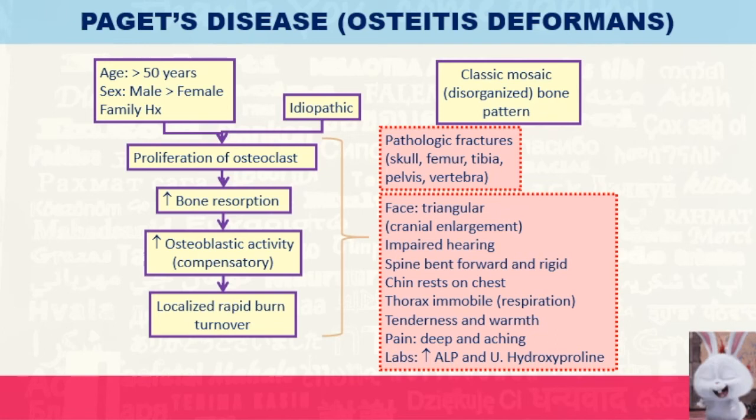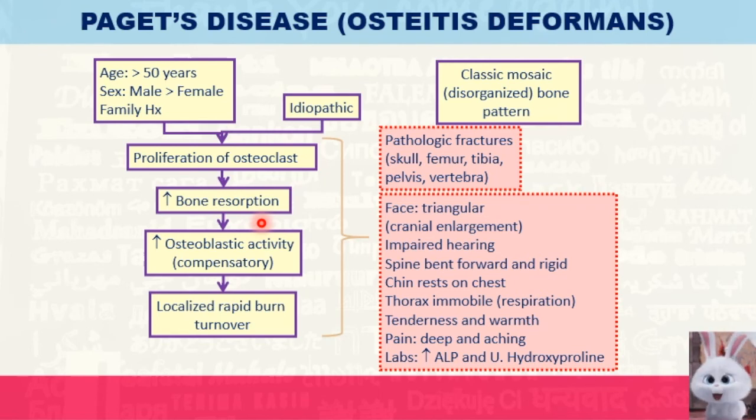Okay, when I say bone resorption, again, this is bone destruction. Because of this increased bone resorption, the difference in the pathophysiology of osteoporosis and Paget's disease is that in Paget's disease, there is an increase in osteoblastic activity. We did not hear of this in osteoporosis. So there is an increase of osteoblastic activity in osteitis deformans. This increase is in an attempt to compensate for the increase in osteoclastic activity. It is compensatory, or later on, it would result in localized rapid bone turnover.